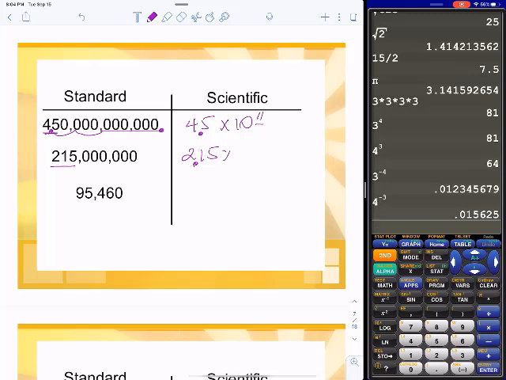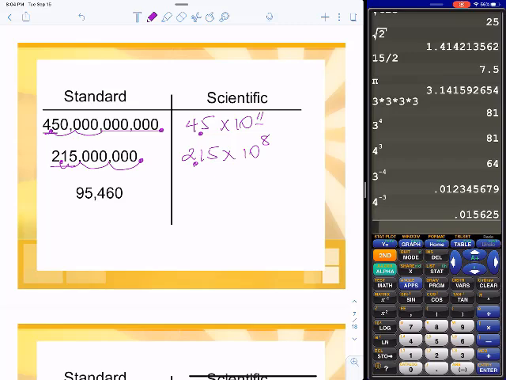And then we do times 10 to the, because the times 10 is what moves my decimal around. And then how many places did I move the decimal from where it was to where I wanted it to be? 1, 2, 3, 4, 5, 6, 7, 8. So we'd put an 8. Okay, now you do the last one on your own.